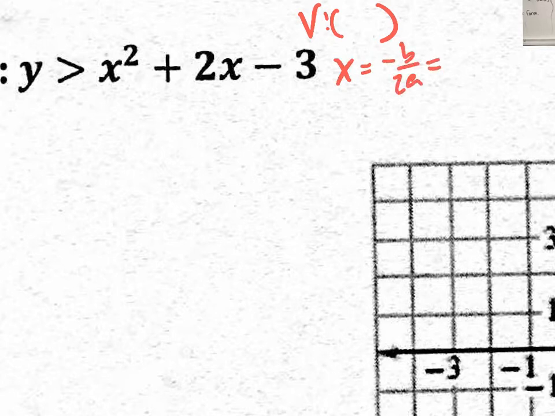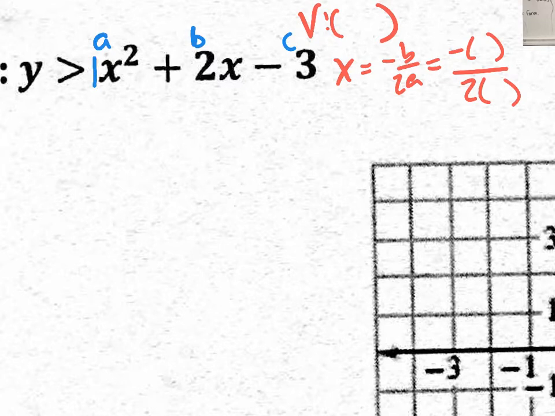And when we use the formula, we're going to use parentheses when we plug in our values. And of course, the b value is 2, the c value is negative 3, the a value is 1. So we plug in the 2 right there, the 1 right there. We end up with negative 2 over 2, which is negative 1. Ladies and gentlemen, that is our x value. Our vertex x value is negative 1.